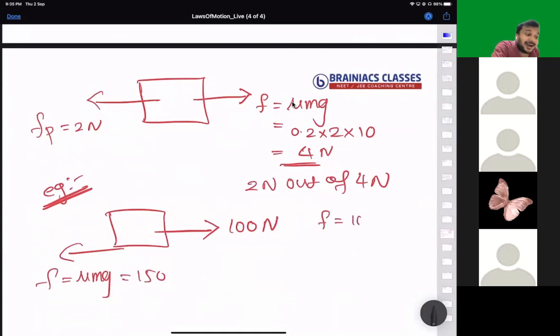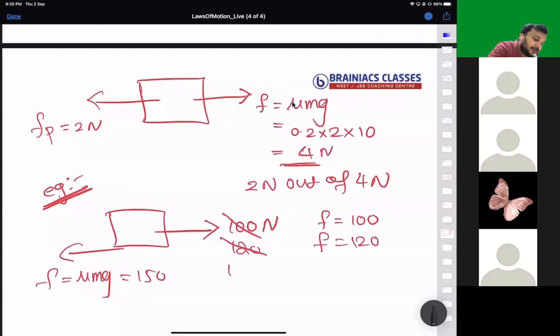I have to say how much? 100. Because 100 is acting forward, the backward friction nullifies it and restricts the movement. 100 itself is enough. Why would I want to waste an extra 50 Newton? Not required. Suppose my force, instead of 100, is equal to 120 Newton. Then what is my frictional force? My frictional force now will be equal to 120 Newton. You have to answer 120 Newton.